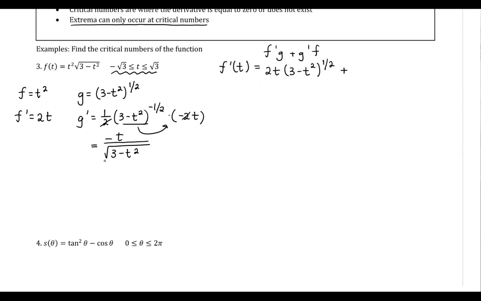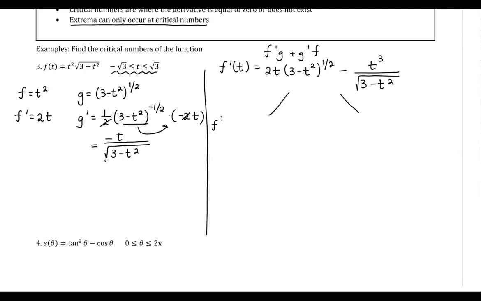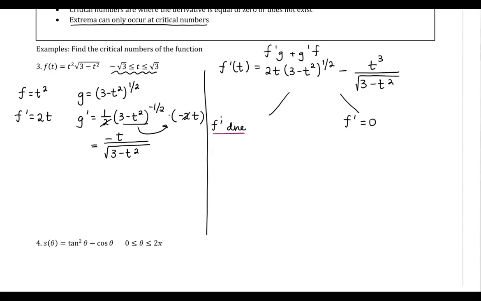Well, g prime is negative, and so I'll just make this a minus sign. I have t, this is g prime over 3 minus t squared, and this needs to be multiplied by f, and f is t squared, so I'm just going to put a t cubed in the numerator because I'm multiplying that by t squared. So from this point, we are looking for 2 sets of values. I'm going to draw a vertical line here. We are looking for sets of values where the derivative does not exist, and then we're looking for sets of values where the derivative is equal to 0. The derivative would not exist anywhere where the denominator was equal to 0. Well, the only denominator that shows up is this denominator right here.